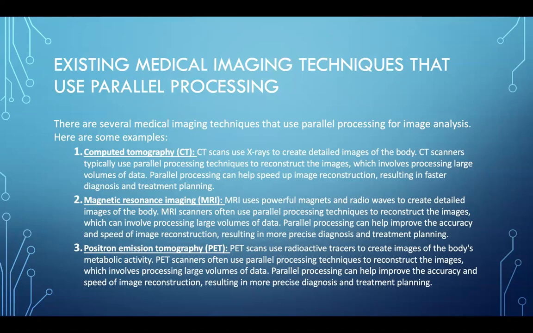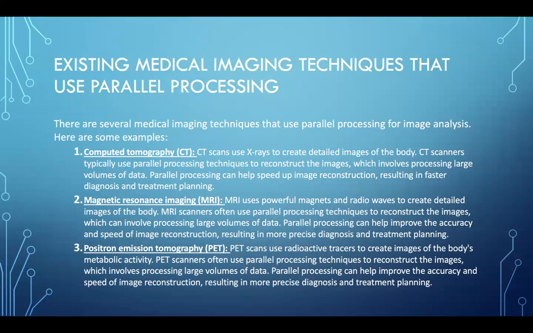Positron emission tomography. PET scans use radioactive tracers to create images of the body's metabolic activity. PET scanners often use parallel processing techniques to reconstruct the images, which involves processing large volumes of data. Parallel processing can help improve the accuracy and speed of image reconstruction, resulting in more precise diagnosis and treatment planning.